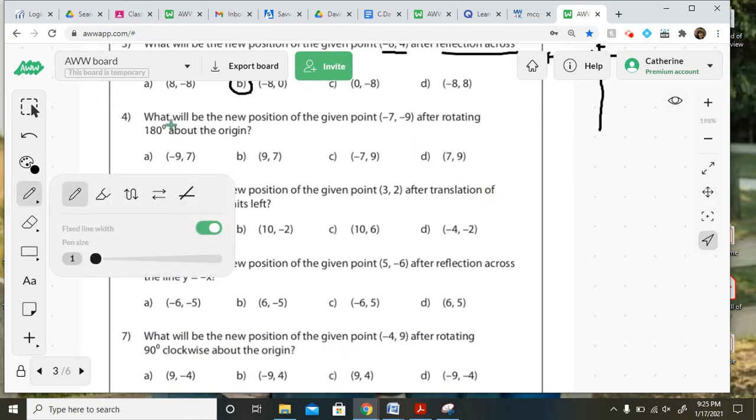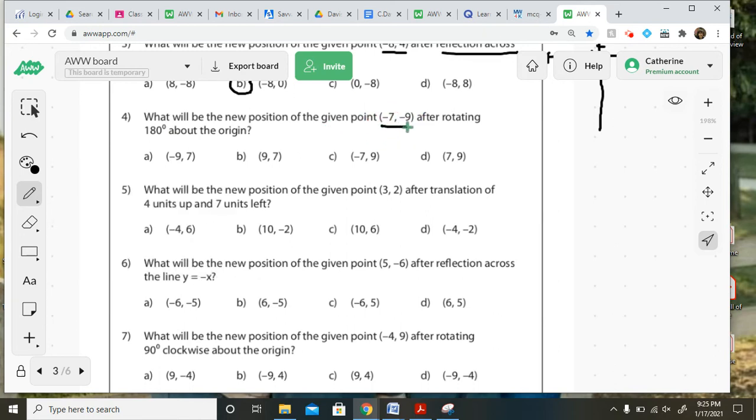So here's our number 4. What would be the new position of the given point, -7, -9, after rotating 180 degrees? Remember, when we rotate 180 degrees, the x and the y stay the same. They don't switch places, but their signs go opposite. Well, these are both negative, so they'll both go positive, and 7, 9 would be our answer.